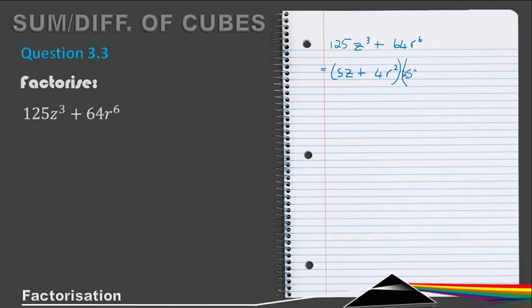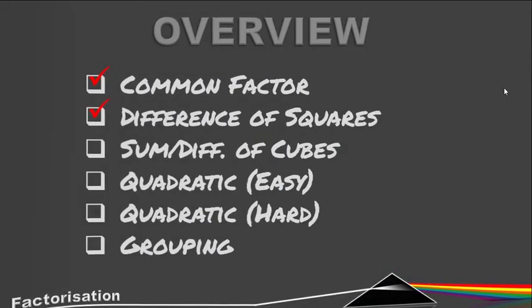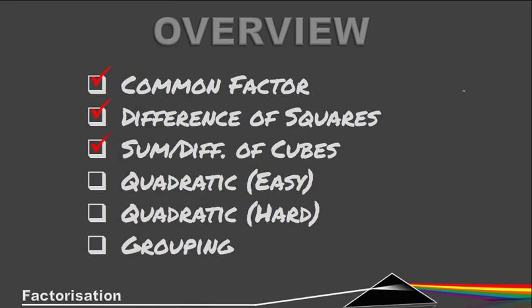Alright, so now we square the first one, that's 25z squared, and then opposite sign, and then multiply together gives us 20, or let's start with r squared z, and then always a plus, and then square the last one. That gives us 16r to the power of 4. Sum and difference of cubes is done.